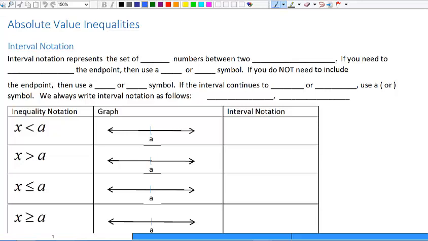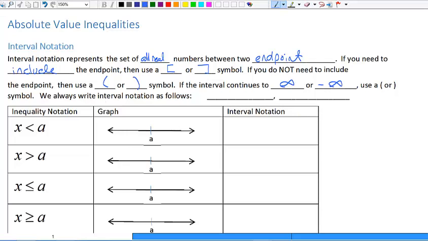Today's lesson is on absolute value inequalities. So we want to review interval notation, which represents the set of all real numbers between two endpoints. If you need to include the endpoint, then use a bracket. If you do not need to include the endpoint, then use a parenthesis. Also, if the interval continues to positive or negative infinity, then you use a parenthesis symbol.